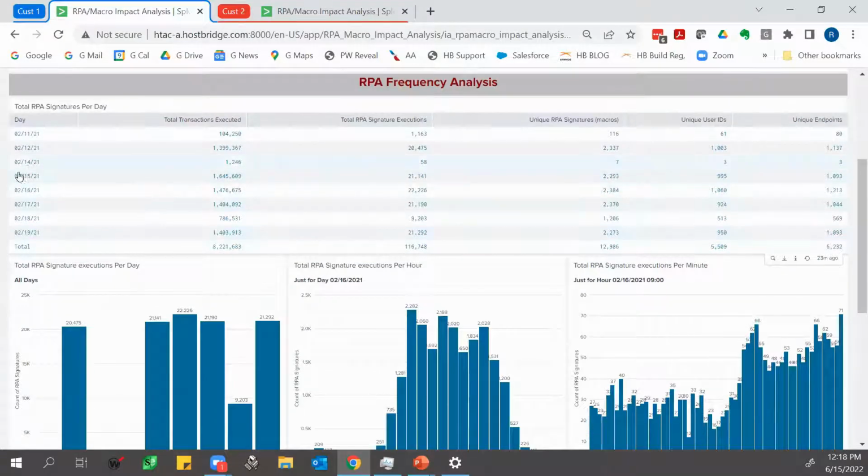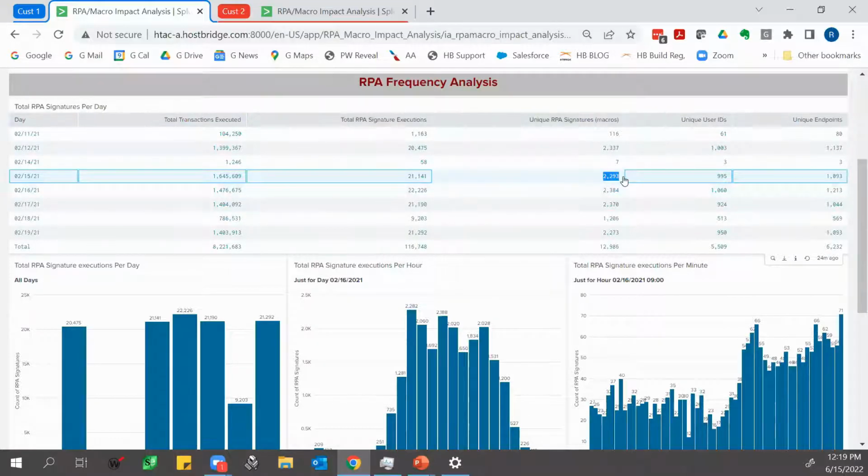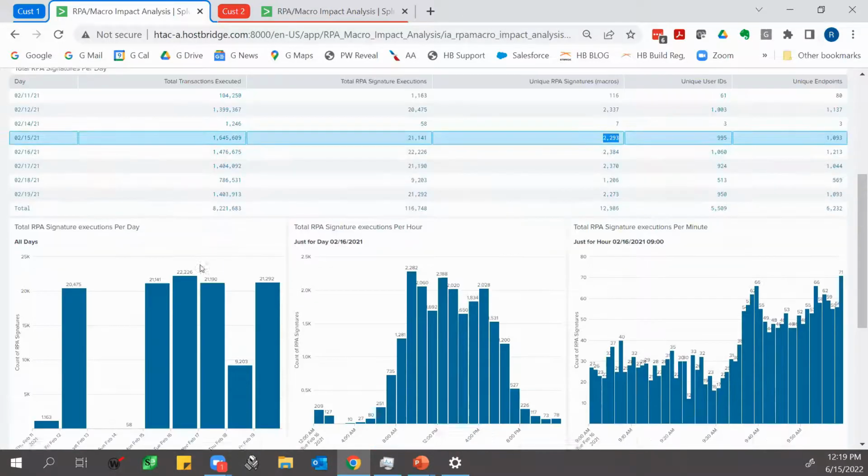And we are looking at, for example, individual days. So on February 15th, 2021, we were able to deduce that 1.6 million transactions were executed as a result of running 21,000 macros, or RPA bots. From that, we deduced 2,293 unique signatures, about 1,000 unique users, and about 1,000 endpoints that were doing this activity.